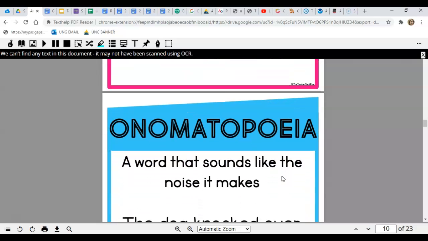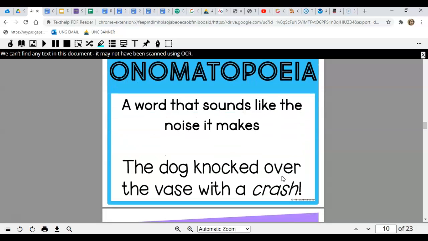Next is onomatopoeia. Onomatopoeia is a very long word, and it just means the word that makes the sound or noise that it makes. Boom, bang, ruff, snap, crackle, pop. These are all examples of onomatopoeia. The dog knocked over the vase with a crash. So crash would be a sound, and it makes the sound that the word is. So that is what onomatopoeia is.